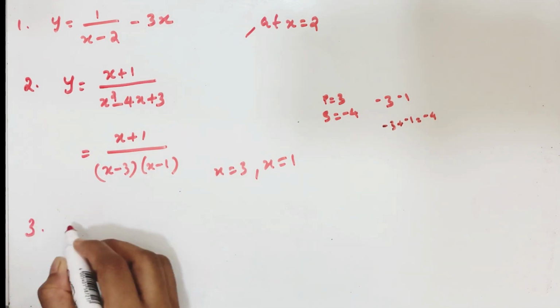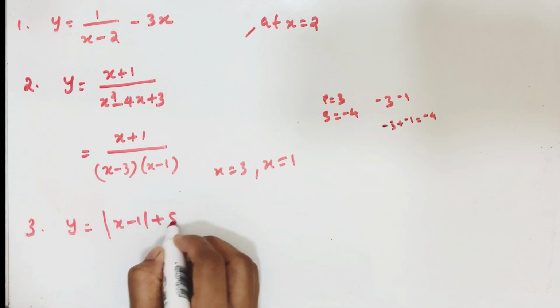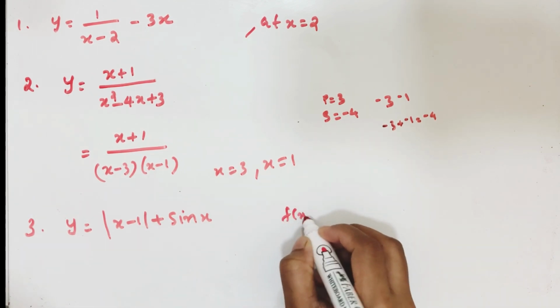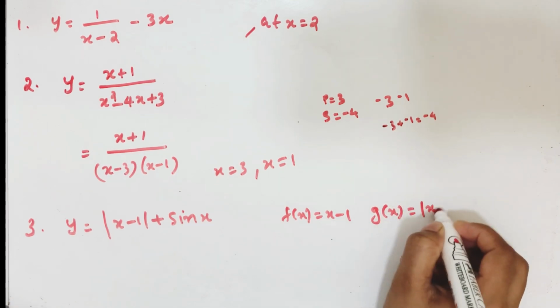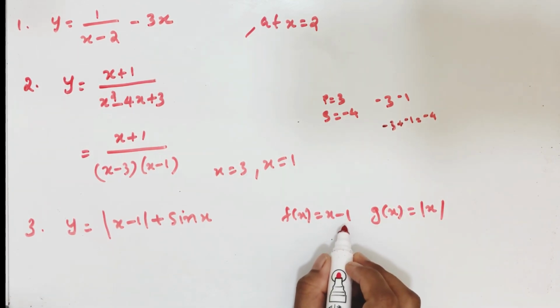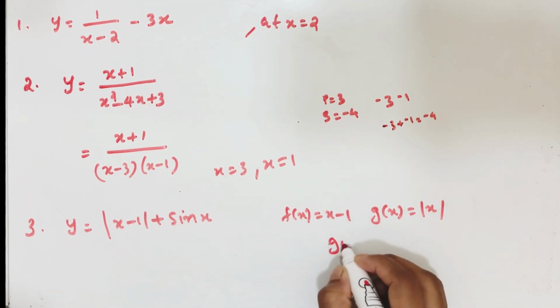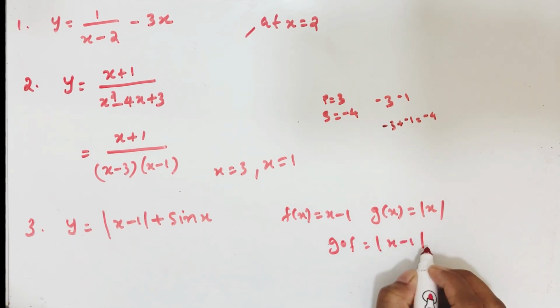Next question, y equal to mod x minus 1 plus sin x. Here we can see sin x as a trigonometric function which is continuous. Also mod x minus 1 is also continuous. We can say take f of x is equal to x minus 1 and g of x is equal to mod x. X minus 1 is a polynomial function, continuous. Mod x is also continuous, we have seen. Therefore, g composite f is equal to mod x minus 1, also continuous.